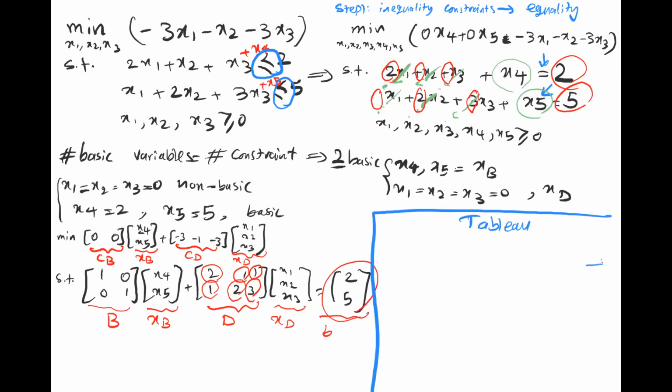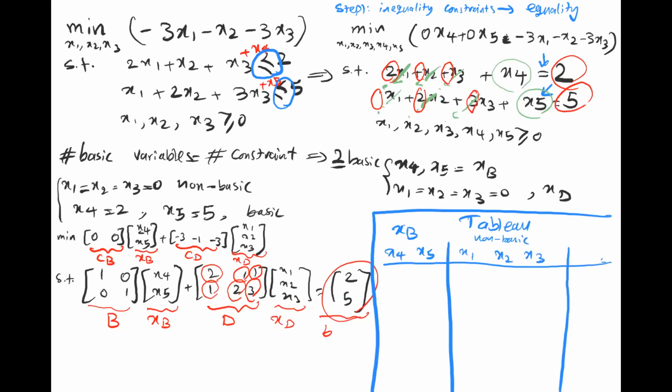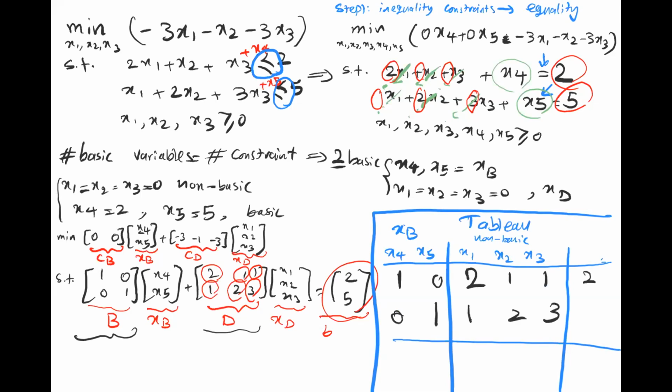So for the tableau, if you recall, we had the basic x's here. Here our basic variables are x4 and x5. Then we had the non-basic variables. For the non-basic, we have x1, x2, and x3. And then we had the others. So I'm going to write the identity matrix here, and then these coefficients for the non-basic variables, and then the right-hand side vector.